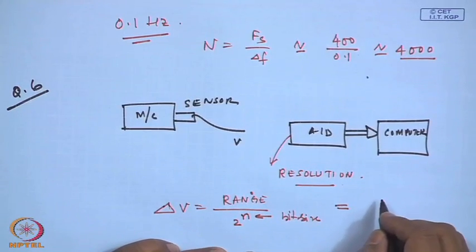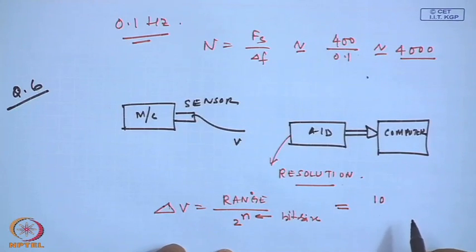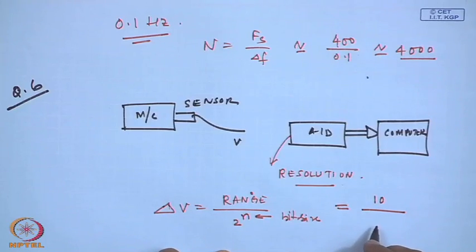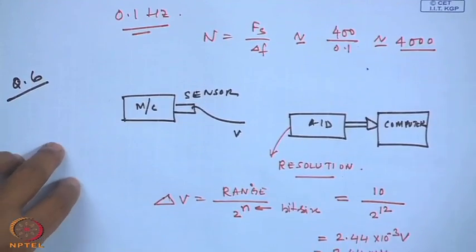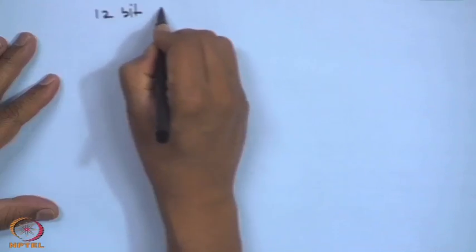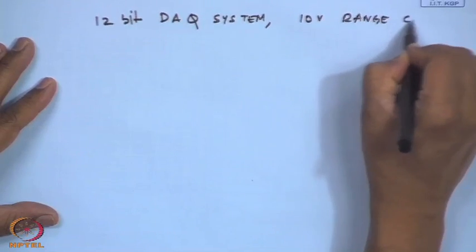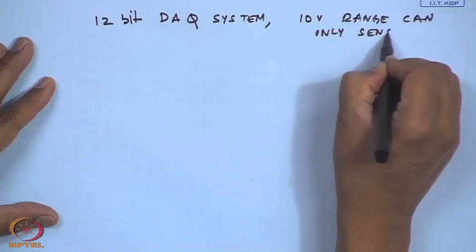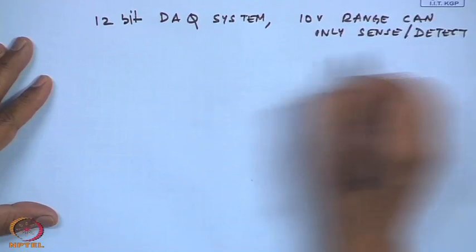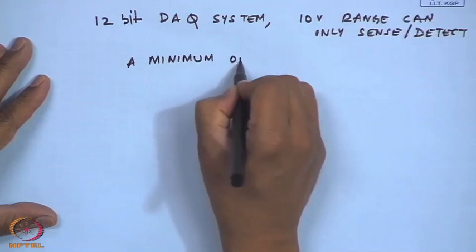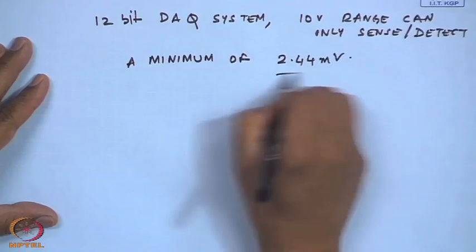So in this case, if this range is 10 volts, I have the bit size as 12, so 2 to the power 12, and this corresponds to about 2.44 into 10 to the power minus 3 volt, that is 2.44 millivolt. So in other words, a 12-bit DAQ system with 10 volt range can only sense or detect a minimum of 2.44 millivolt.